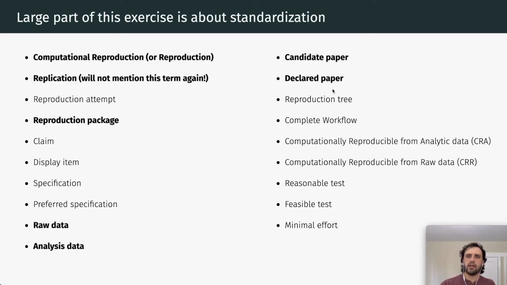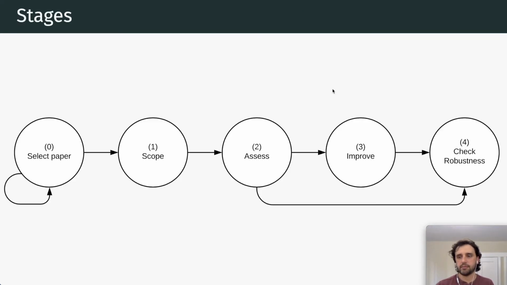It's also important, we think, to distinguish between a paper that has no reproduction materials and cannot be reviewed any further, and how to move from that candidate paper into a declared paper, and other things that basically we need to standardize in some way. And then what we suggest is that reproducers approach this exercise in 5 stages.